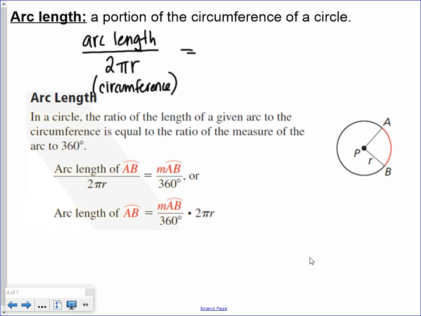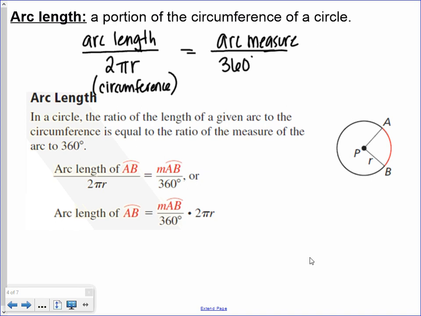And then on the other side of the proportion, we're going to look at degrees. On the bottom is going to be a full circle. Full circles are always 360 degrees. And then on the top is that arc measure in degrees. And there's your proportion.